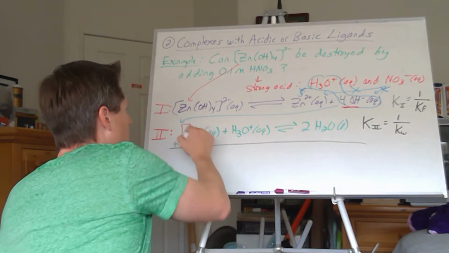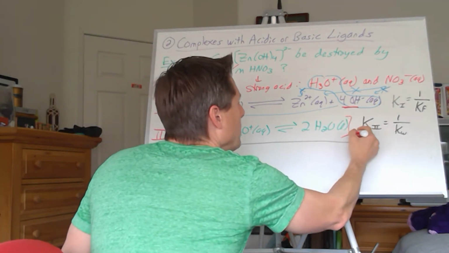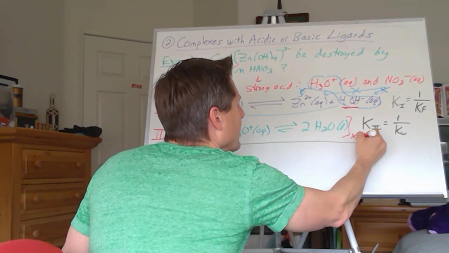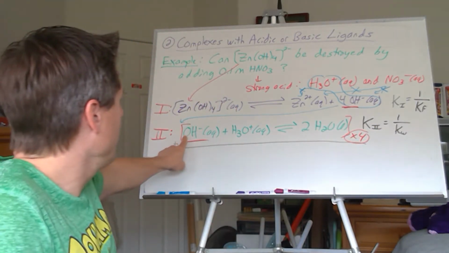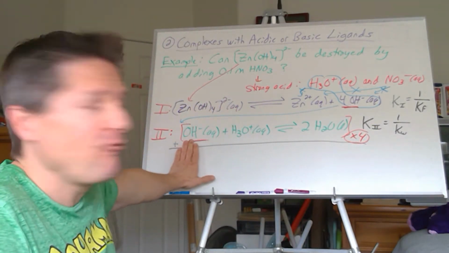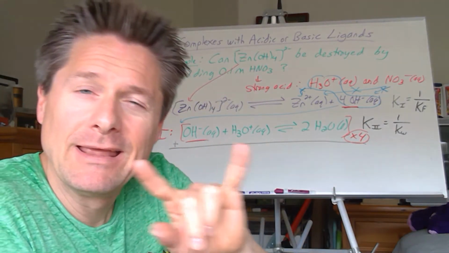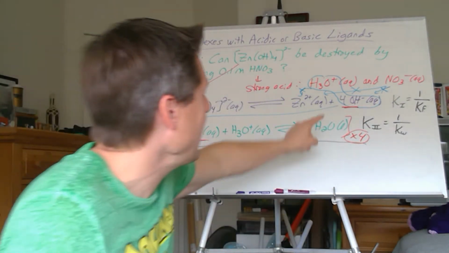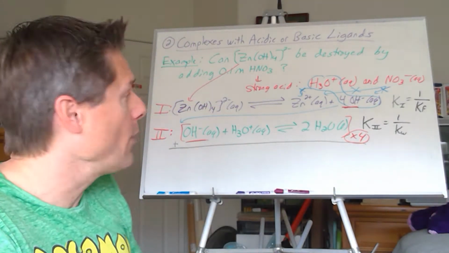Let's put this in brackets, and let's multiply this by 4. That would give me 4 OH minuses. So if I have 4 OH minuses on the left and 4 OH minuses on the right, they're going to cancel out. So we want to cancel out the like species. That's the goal when we add these two equations together.